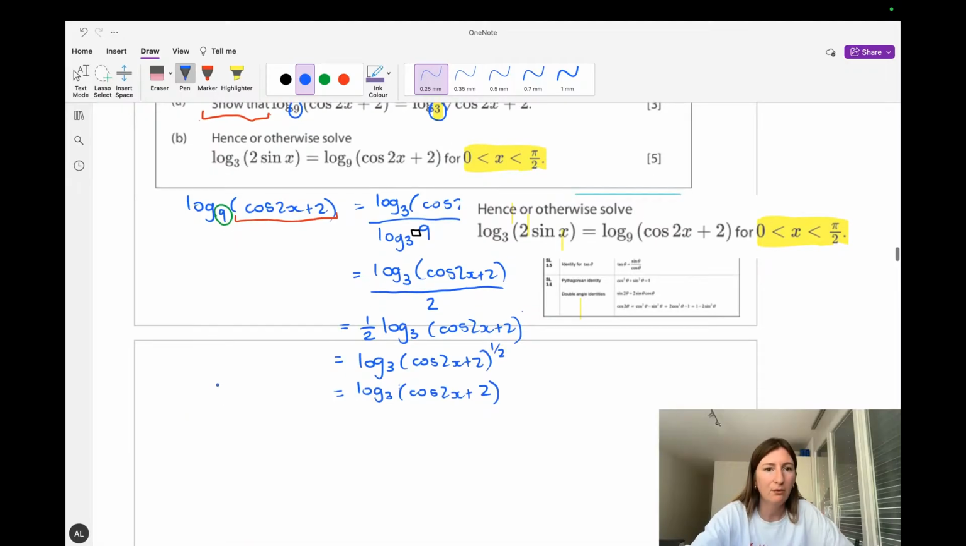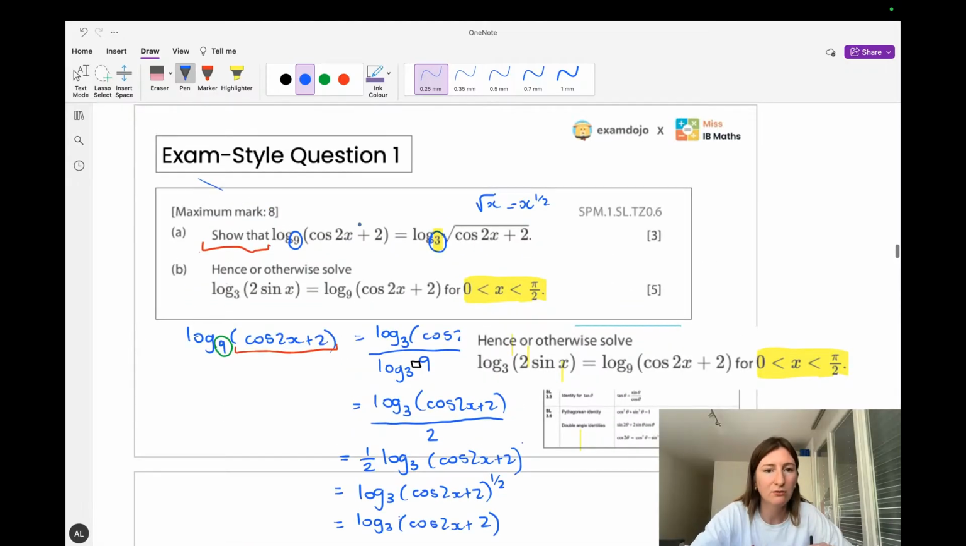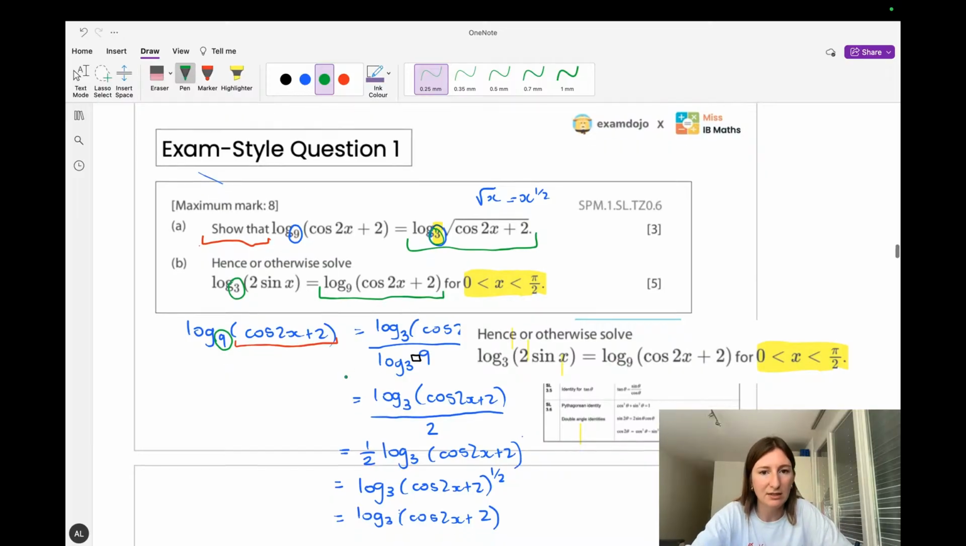Okay, so they're saying now, hence or otherwise, this is your clue that you need to use what you used in this previous question. So what we used was that log 9 of cos 2x plus 2 is equal to this. Now they're saying solve log 3 of 2 sine x is equal to that. But we're going to take the fact that we know this is equal to this because we have just proved that it's equal. So instead of using this to solve it, I'm going to use this one because this has a base of 3 and this has a base of 3. So I'm just going to cut out the middleman there and solve those two because they have the same base, and that's going to save me some effort.